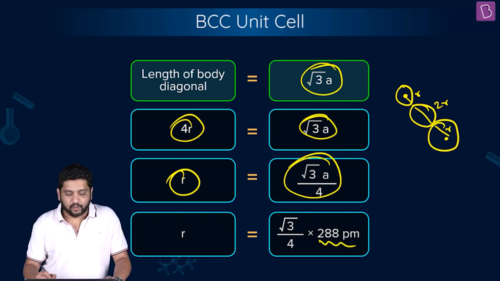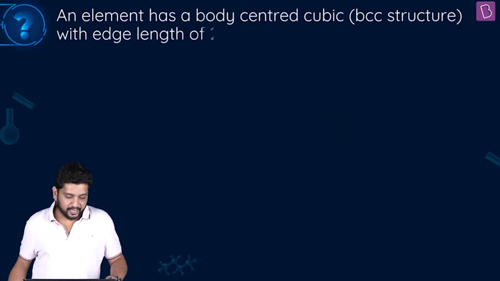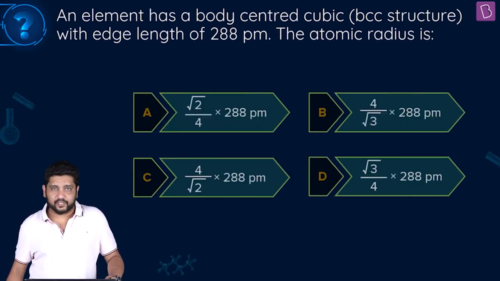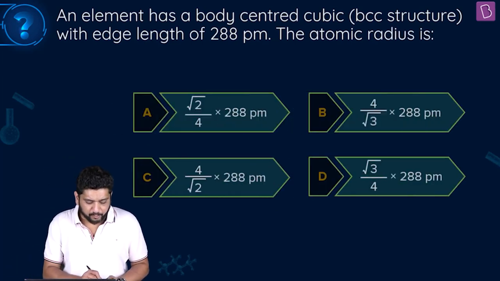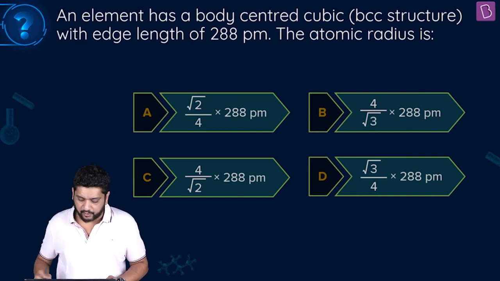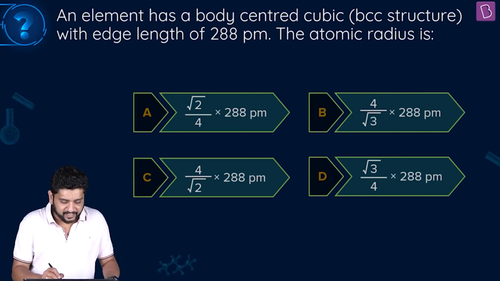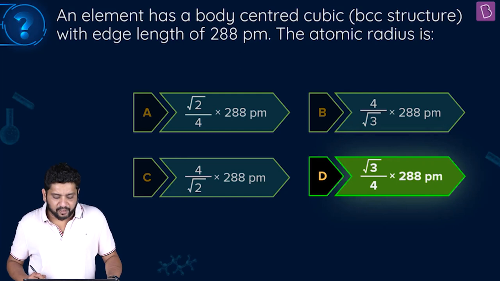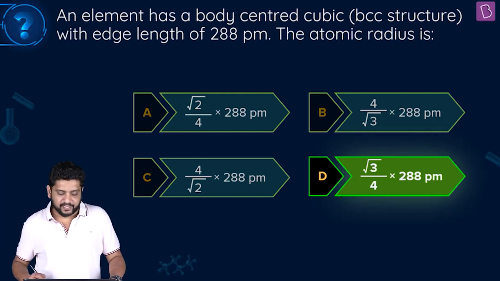Here A was already given to us as 288 picometer, so our R will be equal to root 3 into A by 4, root 3 into 288 picometer, which was the value given to us anyway. So what is the correct answer here? Radius will be equal to root 3 by 4 into 288 picometer, which is our D option.